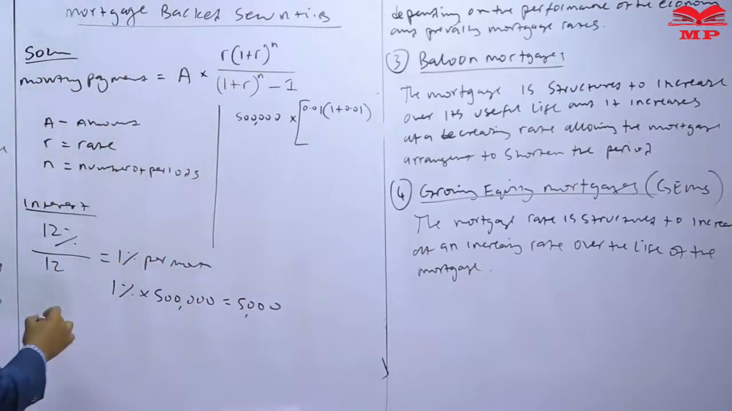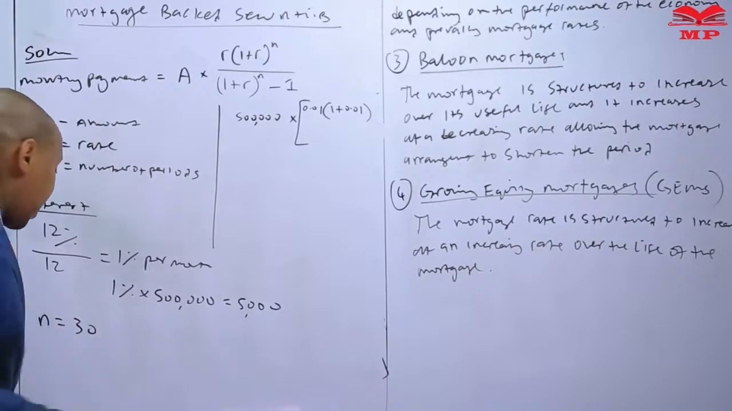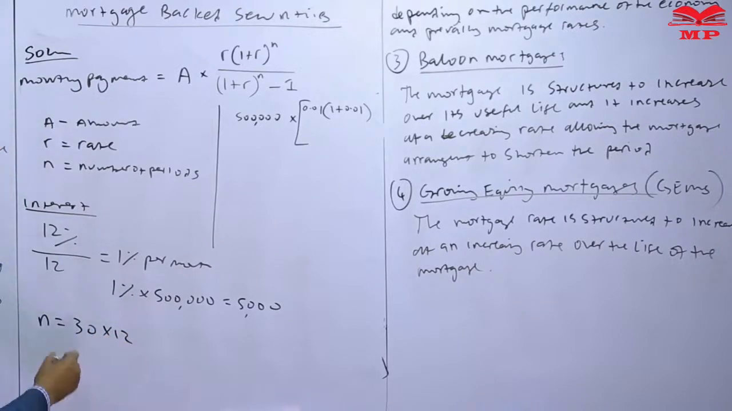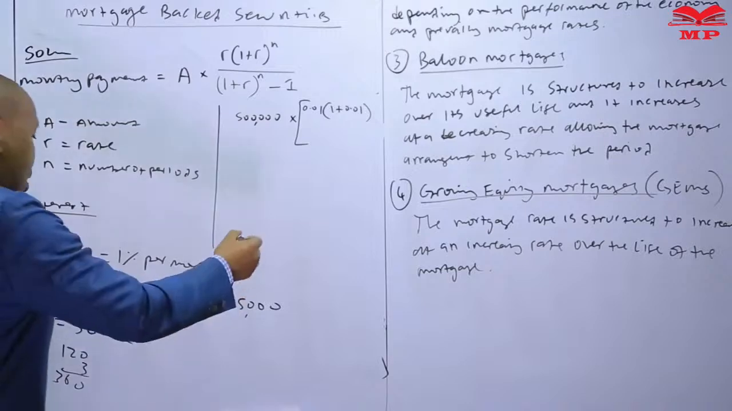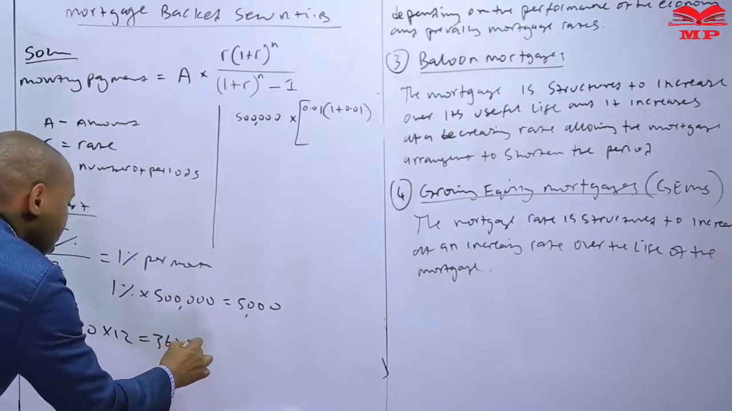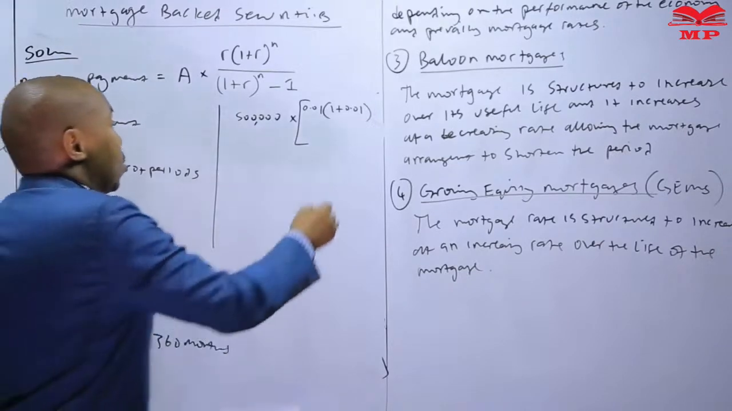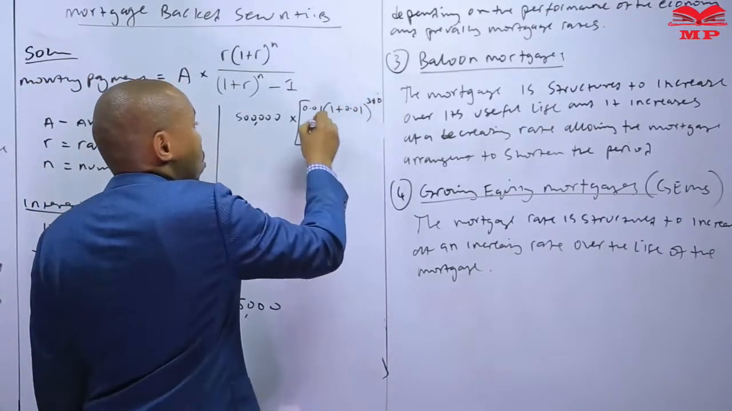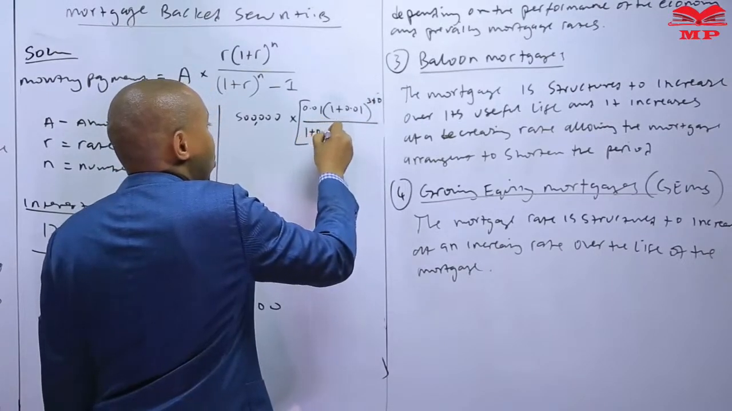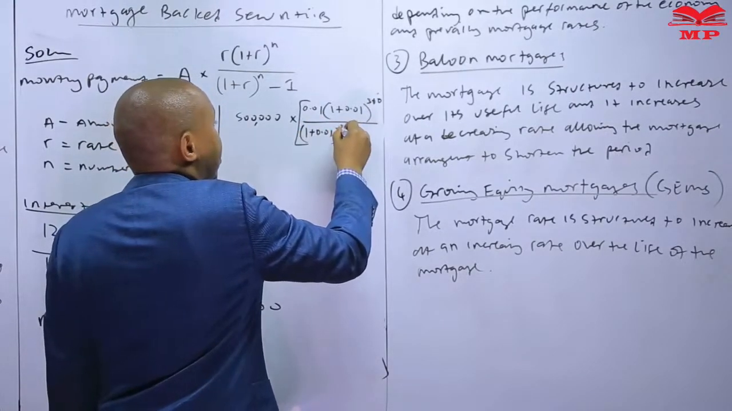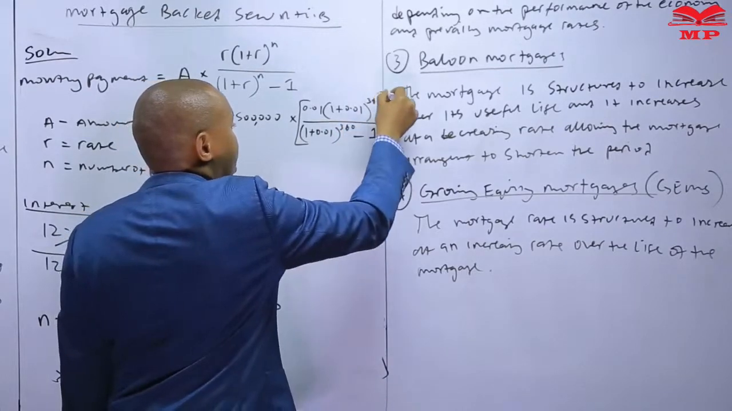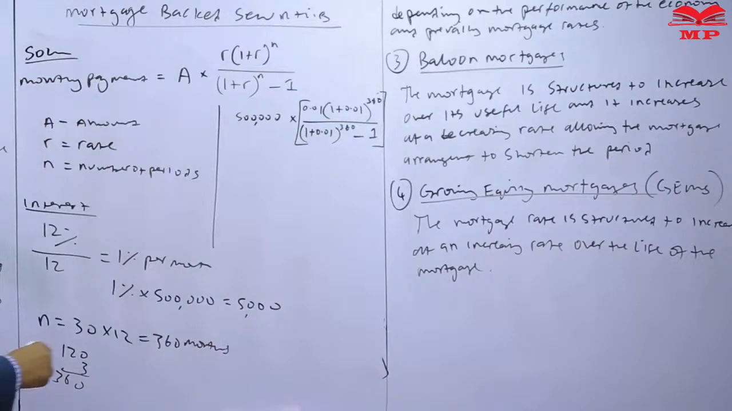N is how much? So we can come back down here. N is, we've been given number of periods is 30 years. 30 years, we need to convert it into months. So we multiply by 12 there. So that is just the same as saying 120 by 3 there, 0, 3, 6. That is 360 months. So we can say this is 360 months there. So power 360 over 1 plus 0.01, 360 minus 1. So that is what we are going to compute, the monthly payment there.